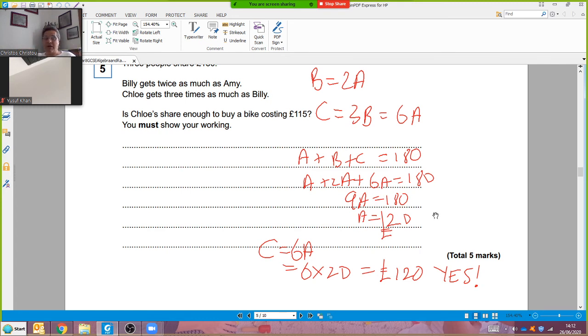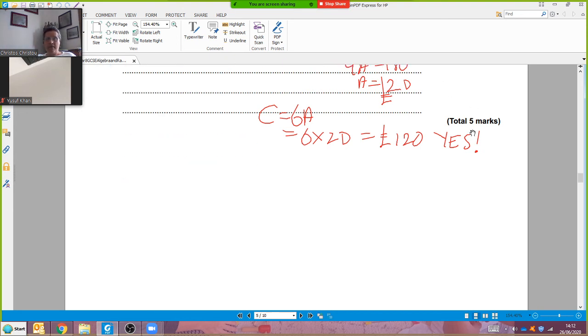So what about Chloe then? Well, she's going to have 6 times as much as Amy. So 6 lots of 20 is 120, and there's 5 marks there. There's got to be enough steps to warrant the 5 marks. So an examiner is going to want to see how you got to your 120 with very clear steps. This is one way of setting it out, and I'm happy with that.